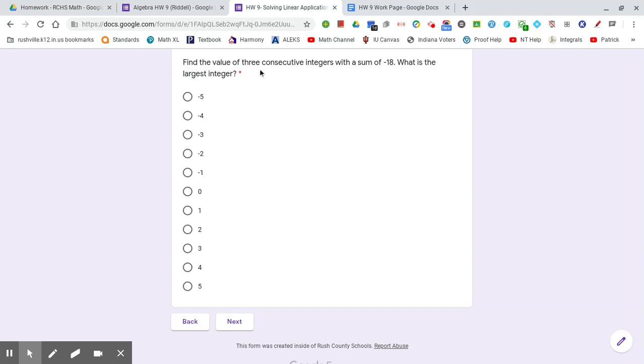It says find the value of 3 consecutive integers. So first you have to know what the word consecutive means. If you miss 3 consecutive days of school, that'd be missing something like Monday, Tuesday, then Wednesday: one day right after the previous day. So 3 days in a row, 3 consecutive numbers, or 3 numbers in a row. Integers means whole numbers. So we're talking about 3 whole numbers that add, sum means add, to -18.